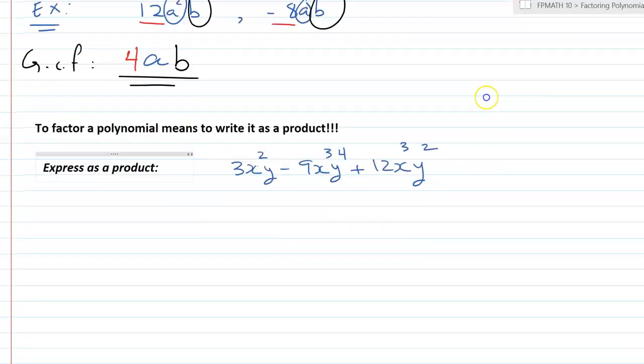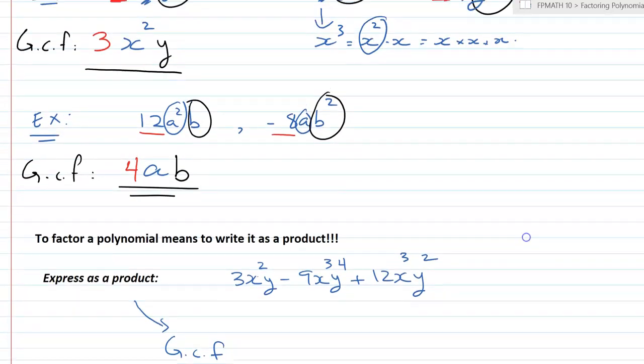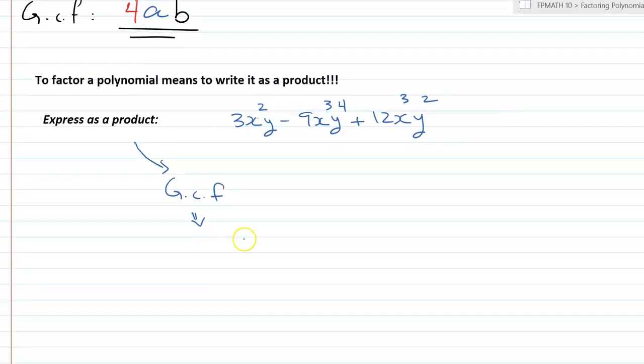Okay, I'm going to use that. So when we say factoring polynomials, that means we have to express that polynomial as a product. And whenever we say that, that means basically you have to come up with GCFs and write them in factor form. All right. So what was the GCF of that? The GCF was, as we did it before, 3x squared y. All right. So this is the first step. 3x squared y. That's the GCF.